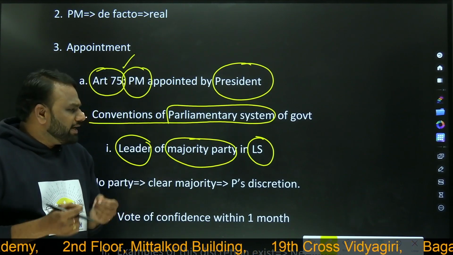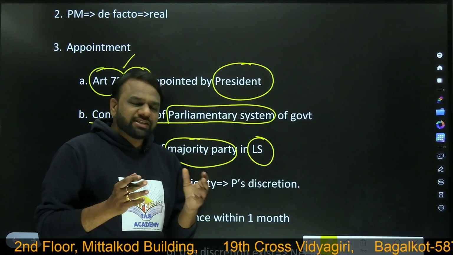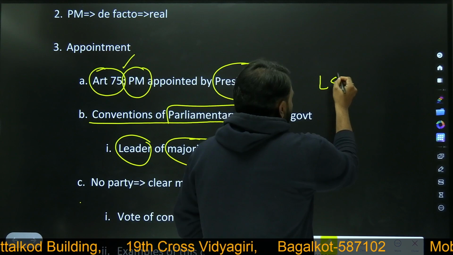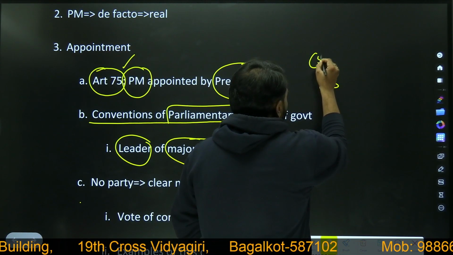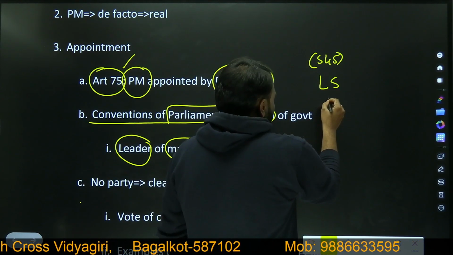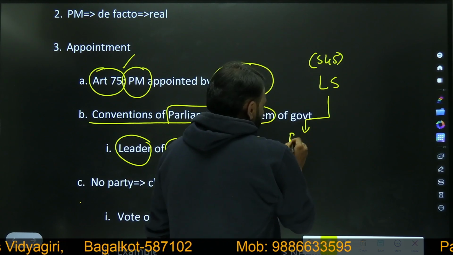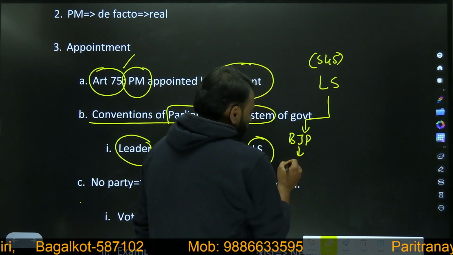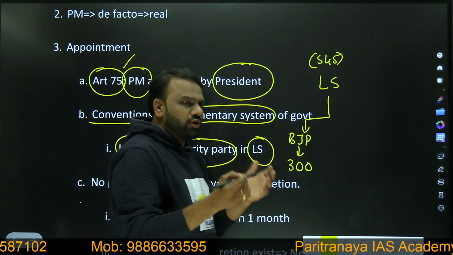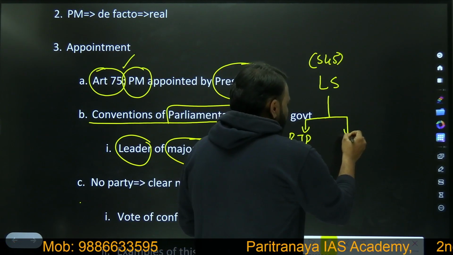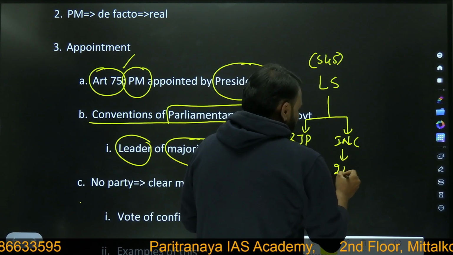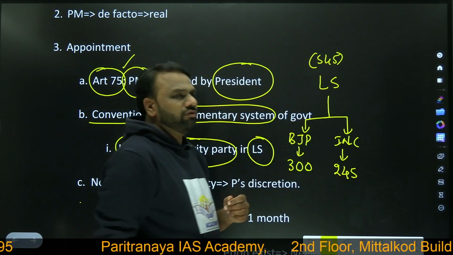Then what do we understand by leader of majority party in Lok Sabha? So let us take an example. We have already seen, in Lok Sabha, we have how many members? 545 members. So in these 545 members, let us assume BJP, there are 300 members of Lok Sabha who belong to BJP. Just in order to make our discussion easier, I will be taking two parties initially, BJP and Indian National Congress. And let us assume Congress has 245 seats of Lok Sabha.